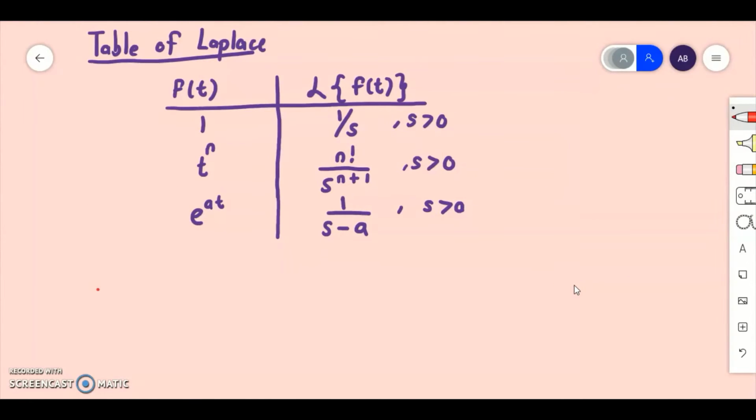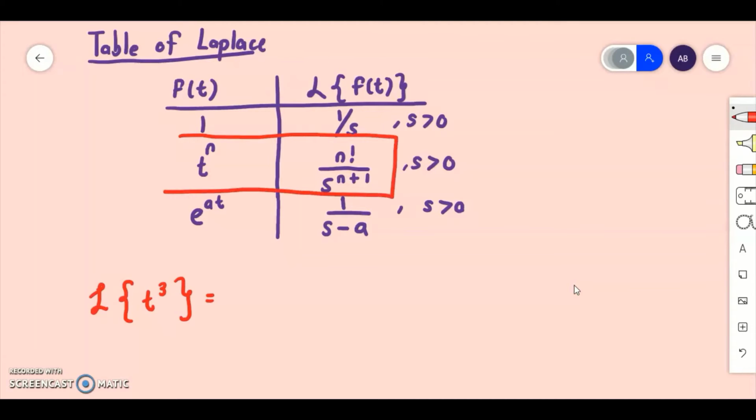So what it means here, if I have Laplace of t to the power of 3. Okay, based on the table here, where my n is 3, right? So I have 3 factorial over s to the power 3 plus 1. So the solution will be 3 factorial over s to the power 4. Okay, you can simplify 3 factorial as 6. So 6 over s to the power 4.